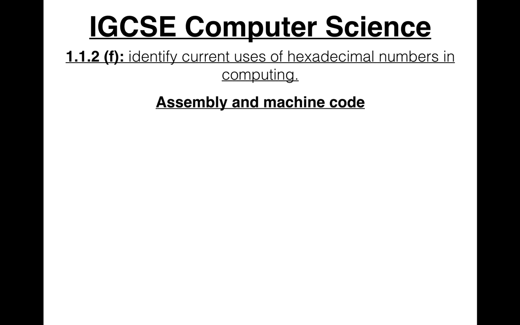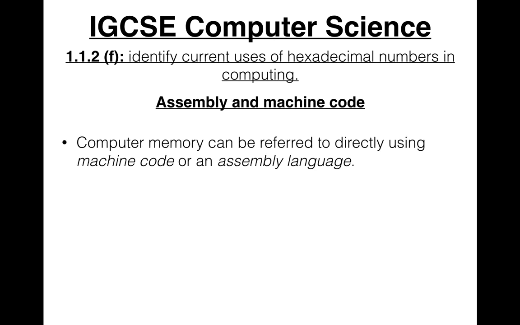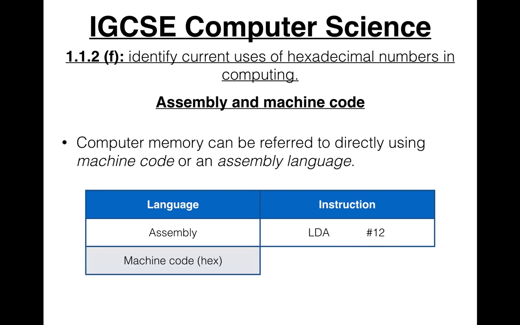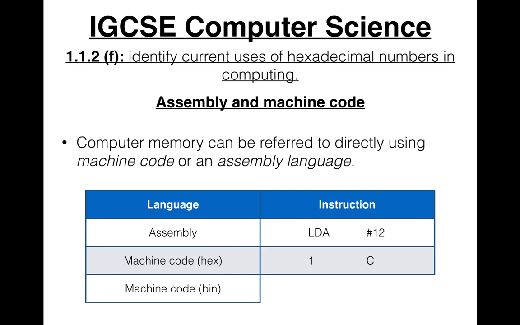And our final use is assembly and machine code. Computer memory can be referred to directly using machine code or an assembly language. So if we take the line in assembly LDA 12, that basically means load into accumulator the number 12. Well, in machine code hexadecimal, it would look like this. But machine code binary would look like this. We're going to be learning about assembly and machine code in another topic, but here we need to focus on the hexadecimal.